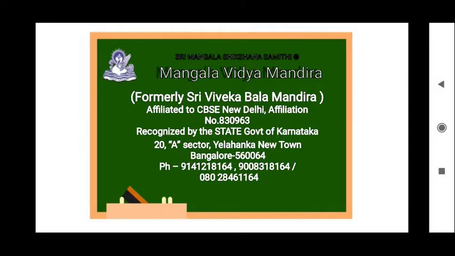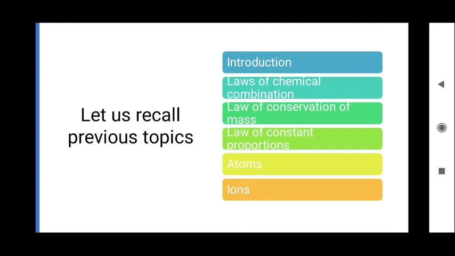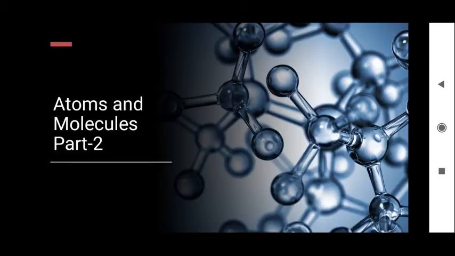Let us have a small recall on the topics we have covered in the previous video. We started with the interaction of atoms and molecules, the law of chemical combination, in which we had the law of conservation of mass and the law of constant proportions. And we have also gone through atoms and ions. Now let us move to the second part of atoms and molecules.